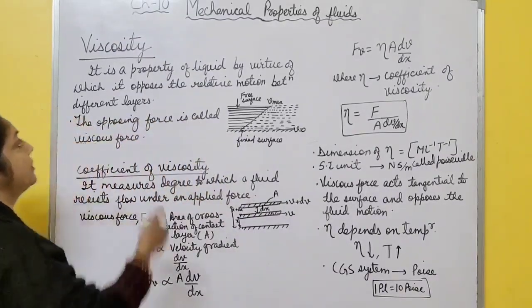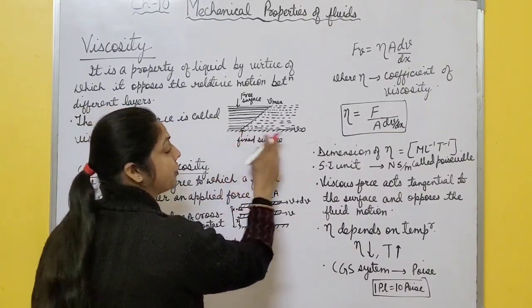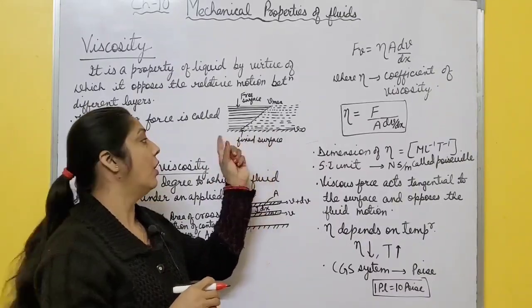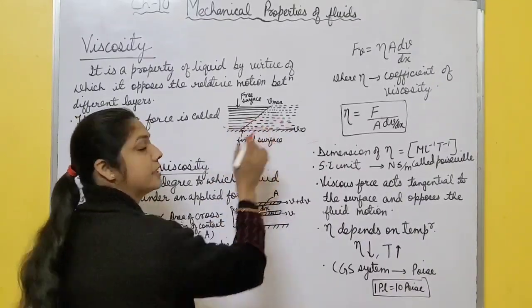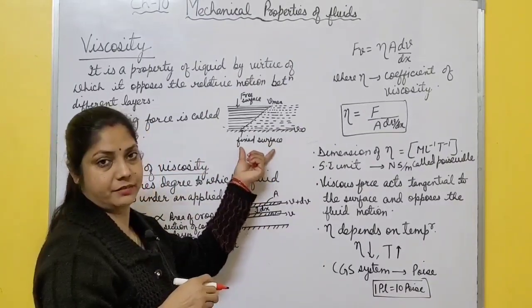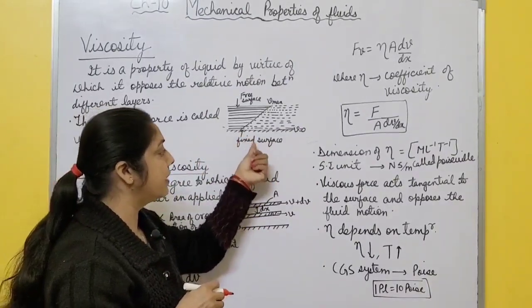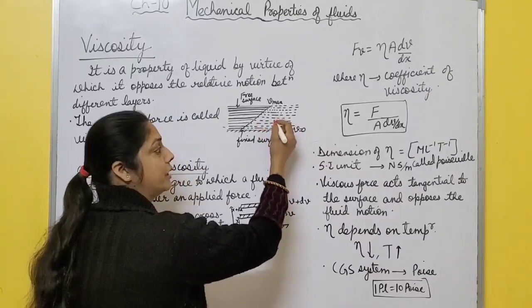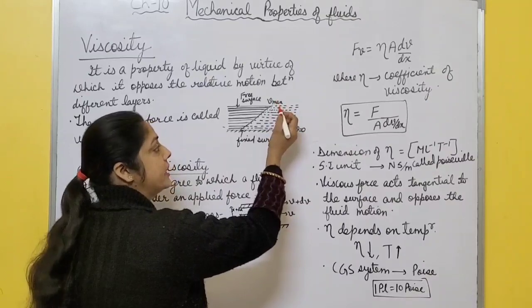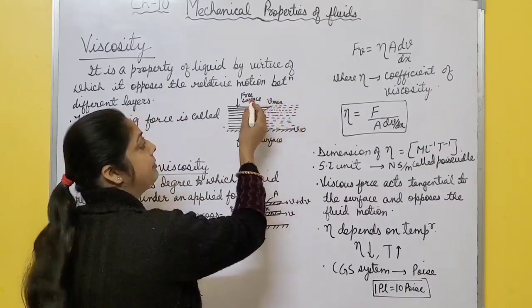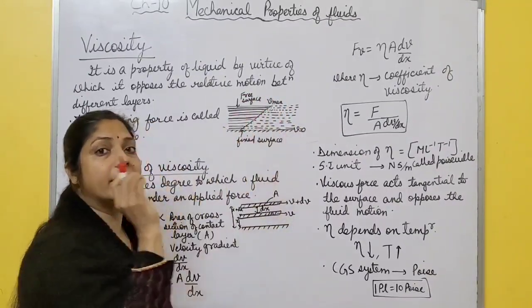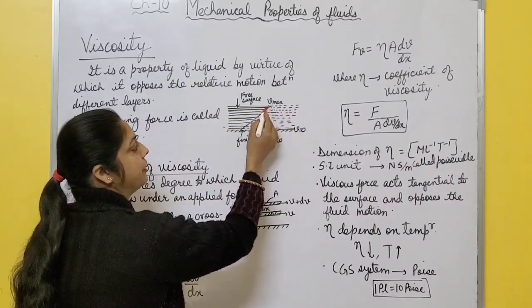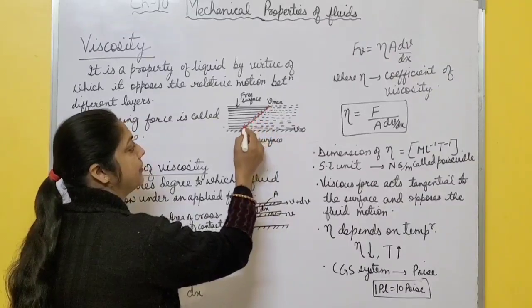Now, what is this viscosity? Suppose this is a fixed horizontal surface and liquid is flowing over it. All the different layers are moving parallel to this fixed surface, and the layer which is in contact with this fixed surface has zero velocity. When you go upward slowly, its velocity increases, and at the uppermost layer, at the free surface, the liquid layer has maximum velocity. It means the velocity of different layers is what? Different. All these layers are moving with different velocities.